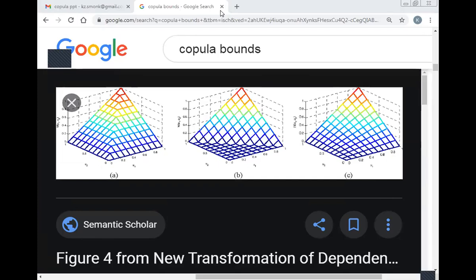What does this copula look like? I guess the audio is on for someone. Yes, anyone?